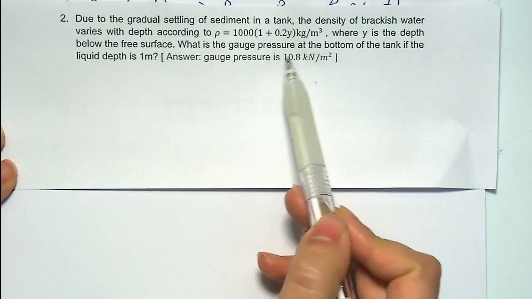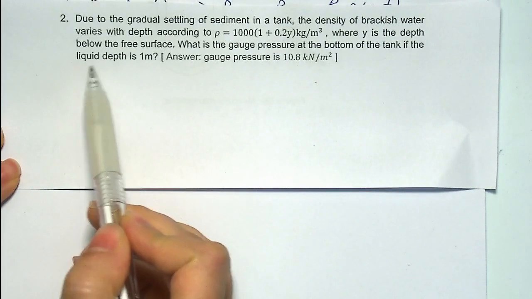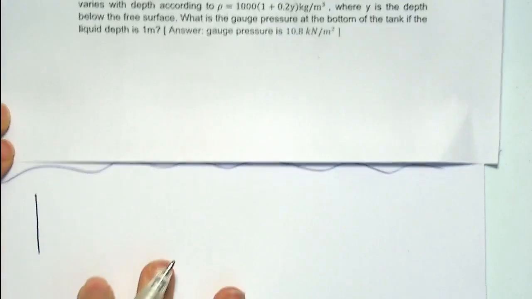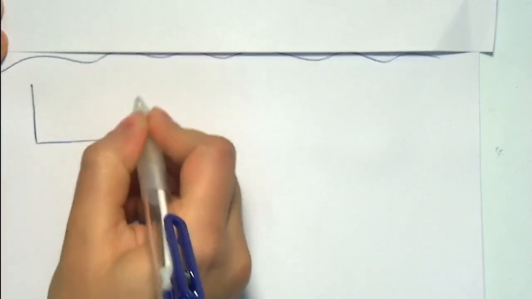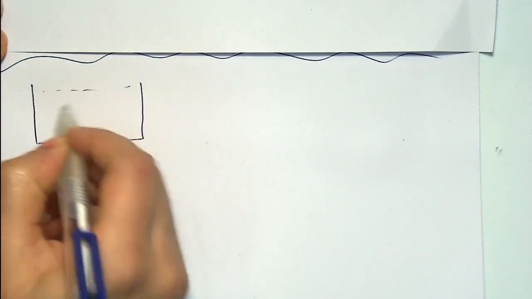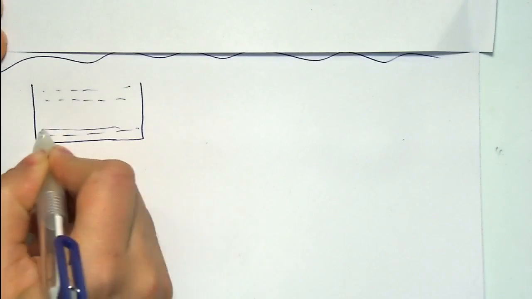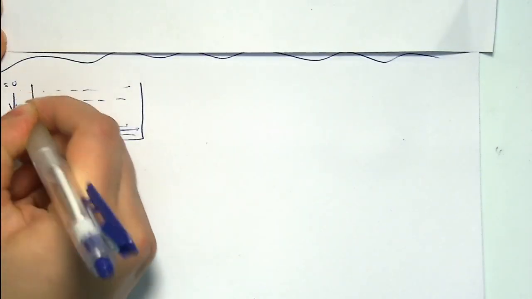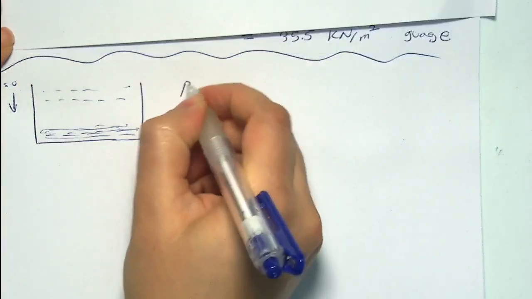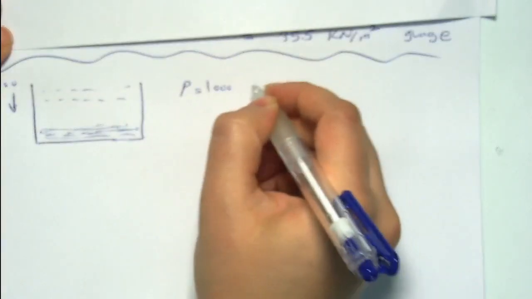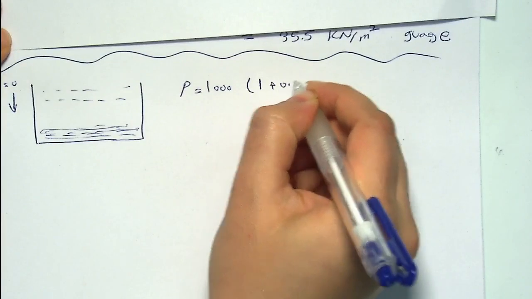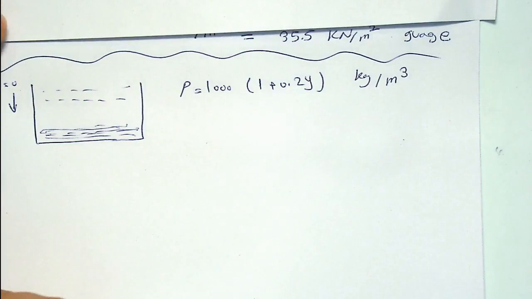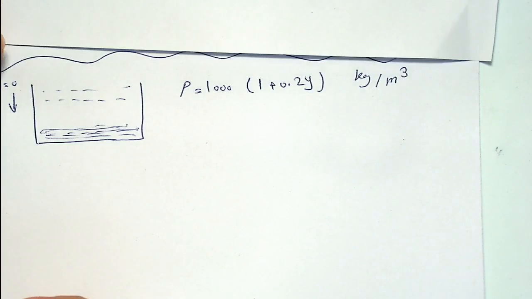What is the gauge pressure at the bottom of the tank? The liquid depth is 1 meter. All right, so we have a tank here. We have sediments, and as you go down, the sediments become more and more, so the density is increasing. y is equal to 0 at the surface, and the direction is downward. This equation is given to us in the question, and we want to calculate the hydrostatic pressure.